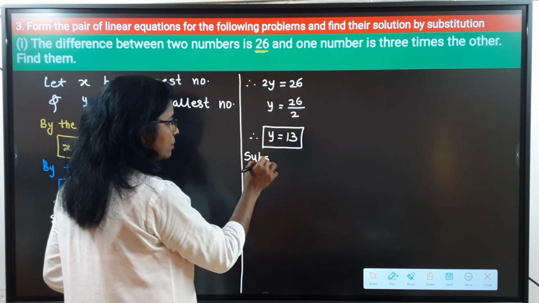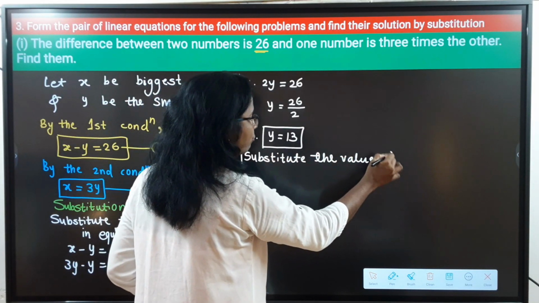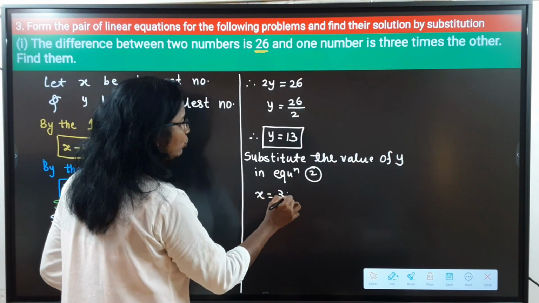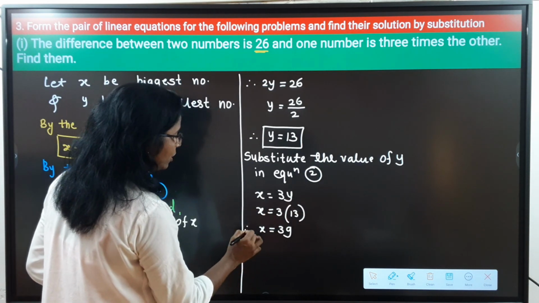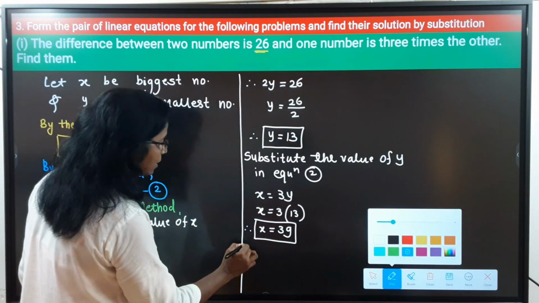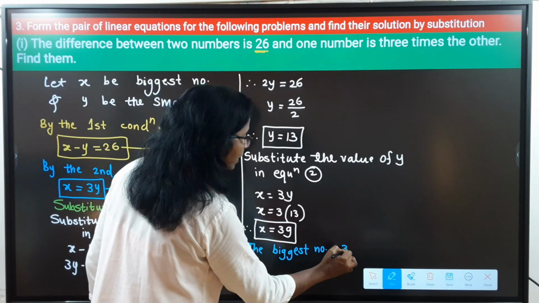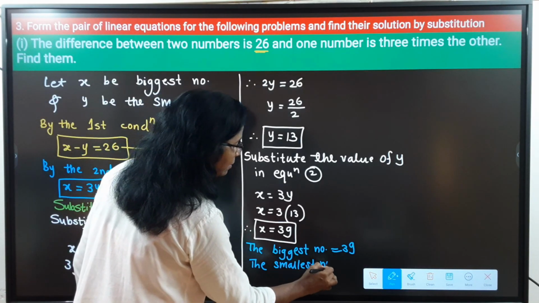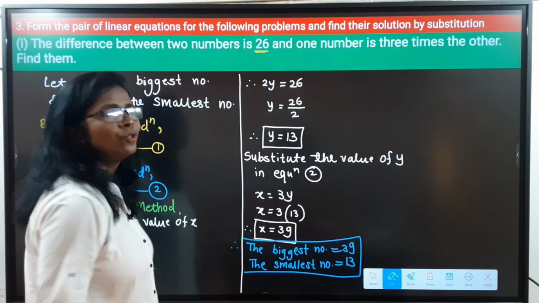Now again substitute the value of y in equation 2. The second equation is x is equal to 3y. So x is equal to 3 multiplied by 13. So x is equal to 39. So now the final answer, students: the biggest number is equal to 39 and the smallest number is equal to 13. Okay students, the smallest number is 13. So in this way we can solve this example.